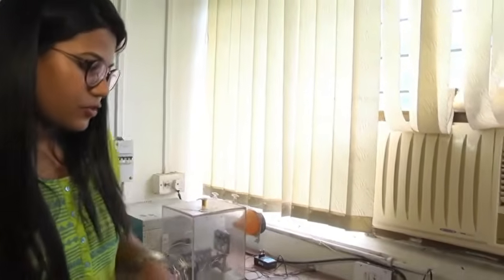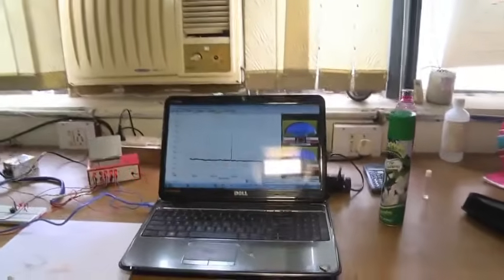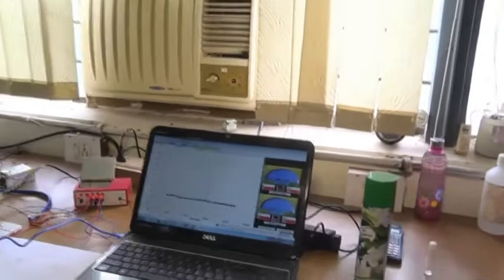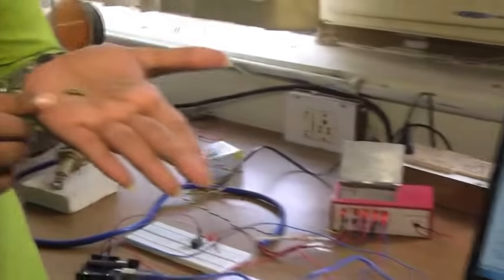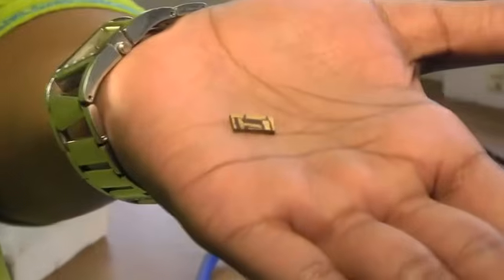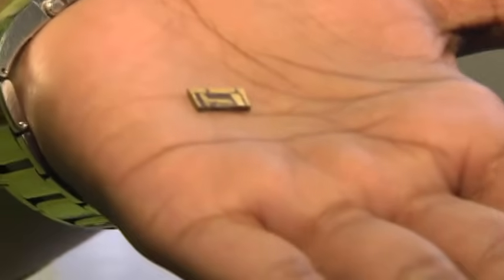So now you can see this is the baseline for this sensor. First of all, this is our sensor. It is fabricated on glass. The base material is glass, and using a sol-gel technique with a spin coating unit, we have developed a thin film of copper oxide. This is a p-type MOS, metal oxide semiconductor, sensor. So I'll show you how it is working.